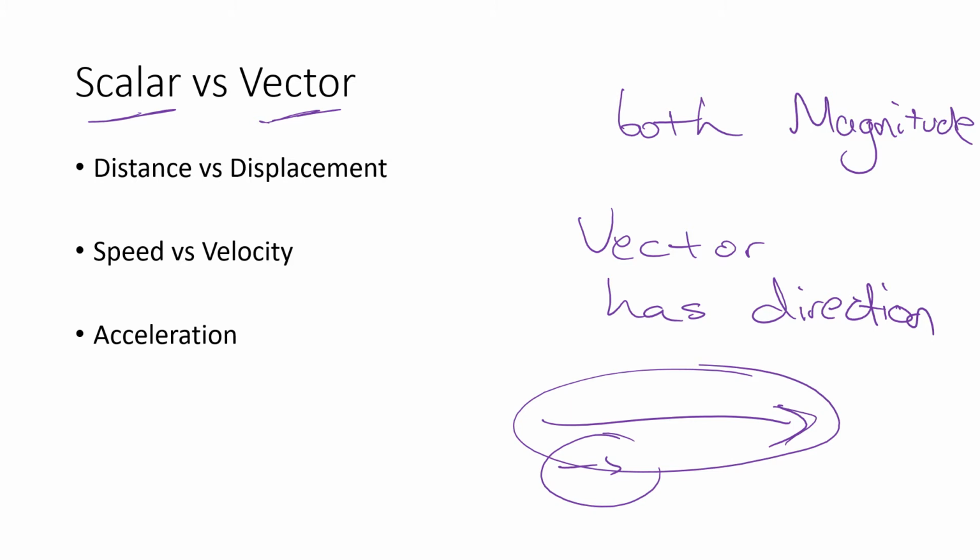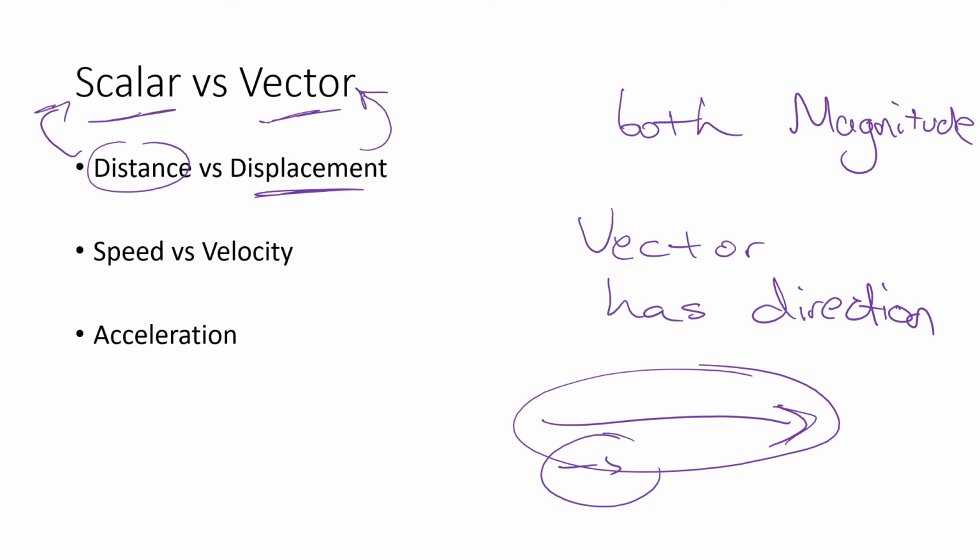So when we're talking about distance versus displacement, a lot of students say, aren't they the same thing? No, distance is scalar. It does not have direction. Displacement is a vector. It does have direction.